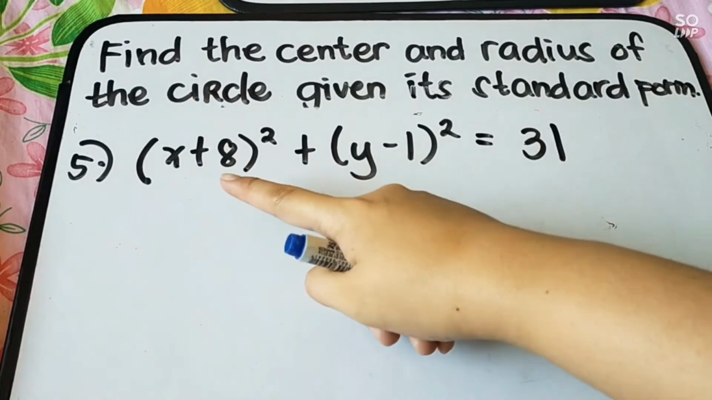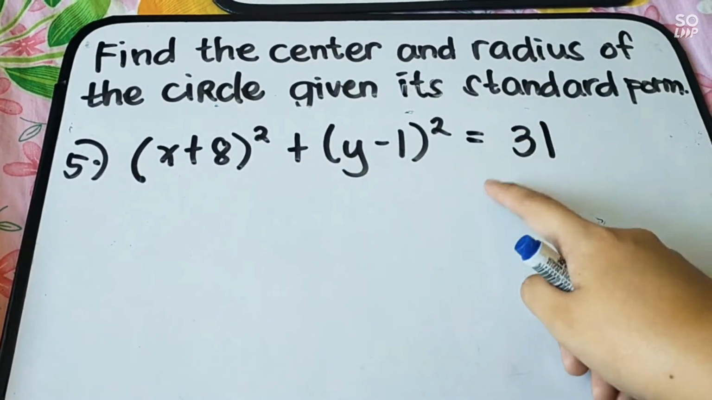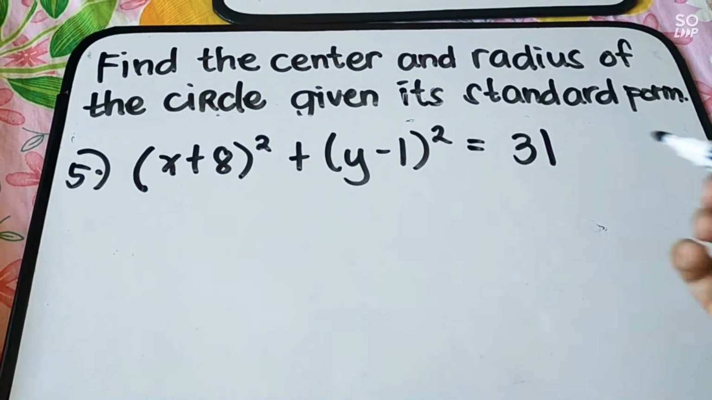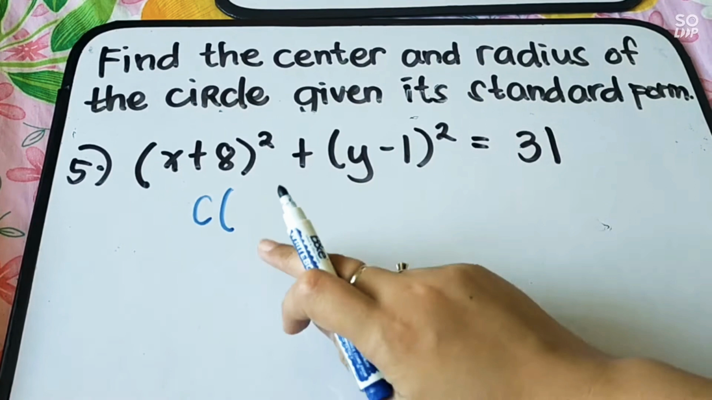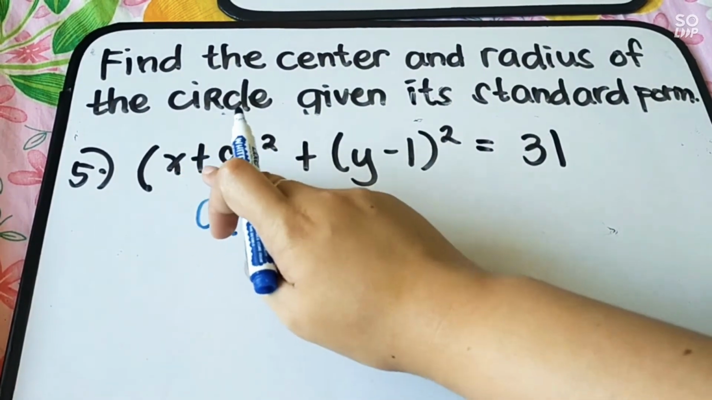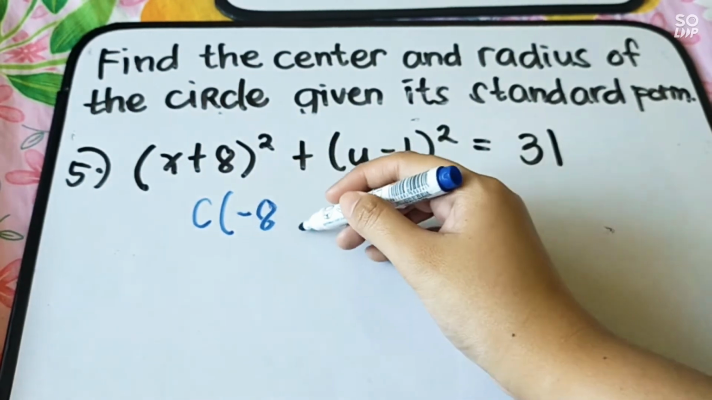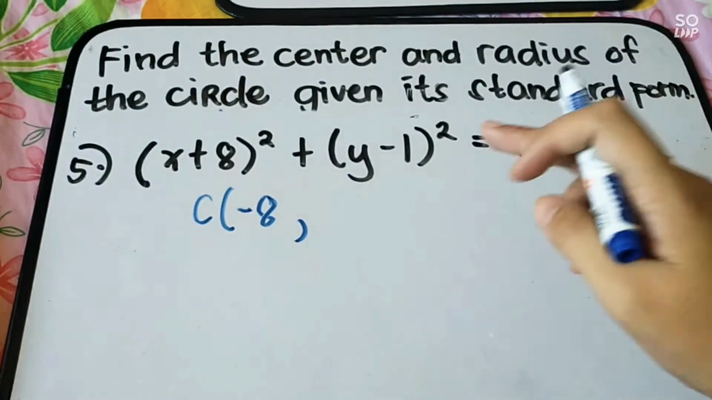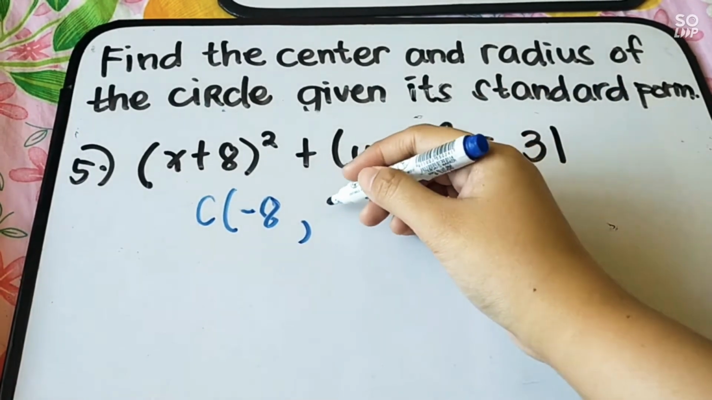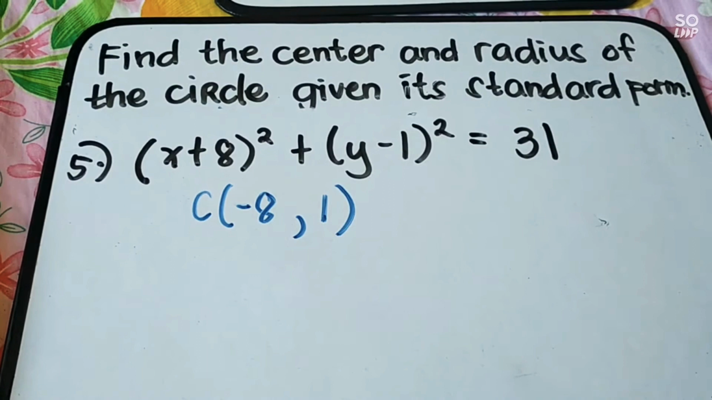Given the square root of x plus 8 squared plus y minus 1 squared is equal to 31. Let us find the h and k. Your h here is, since it is positive, your answer will be negative, so minus 8. Next, your k, since it is negative 1, it becomes positive 1. So, that is your center.